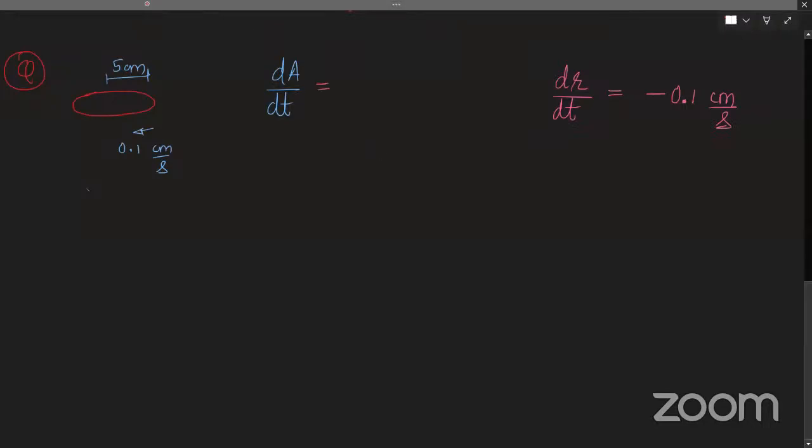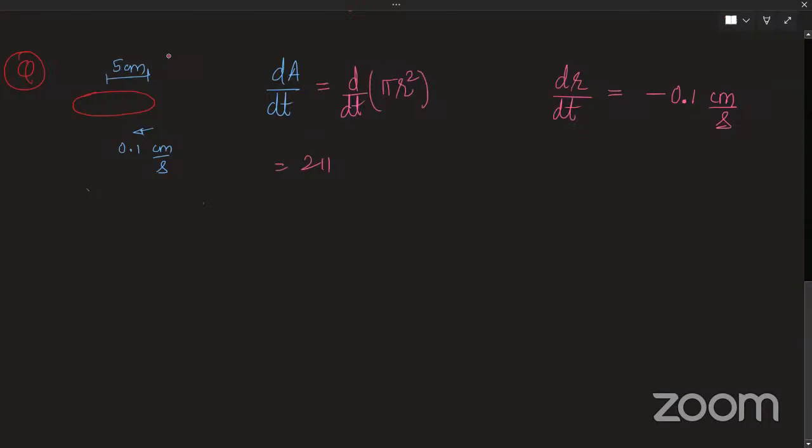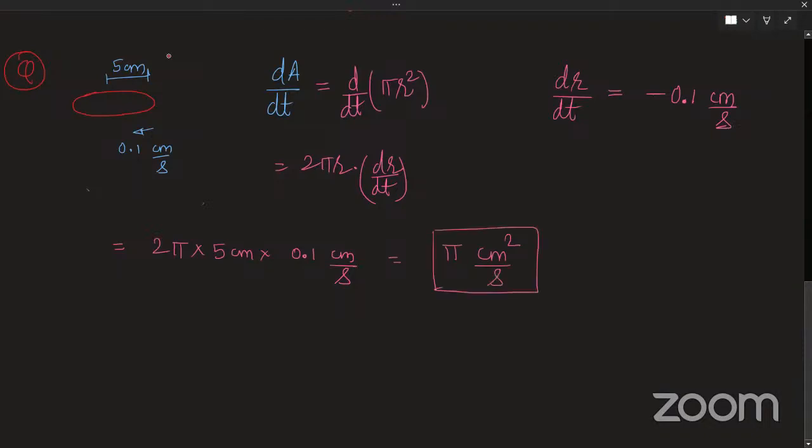So dA by dt is basically d by dt of area, which can be represented as pi r square. So this will be 2 pi r into dr by dt. Fine. So dA by dt can be written as 2 pi into r. R is how much? 5 centimeter into 0.1 centimeter per second. So my final answer is how much? Pi centimeter square per second. Right? This is my answer.